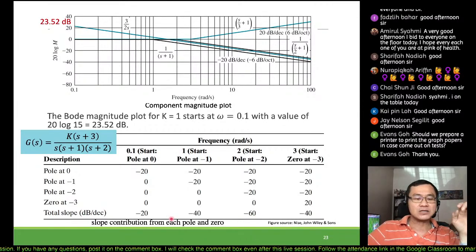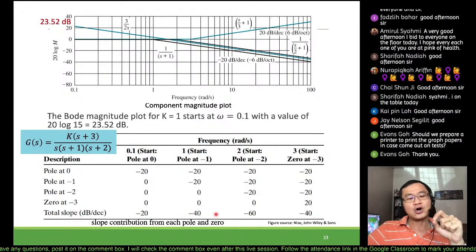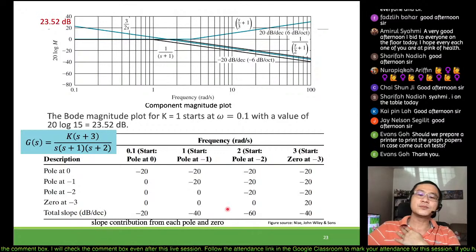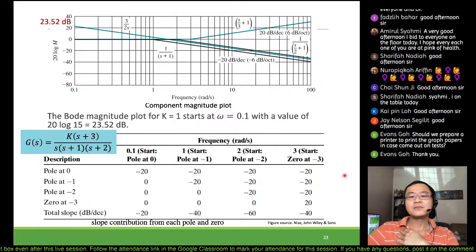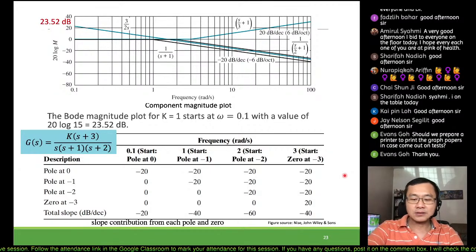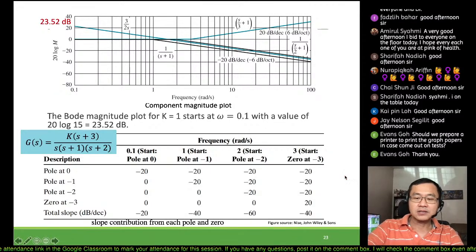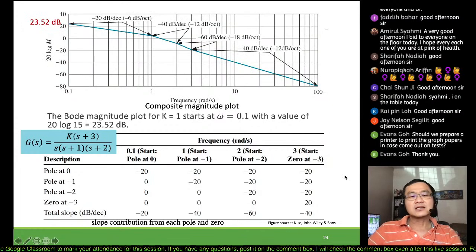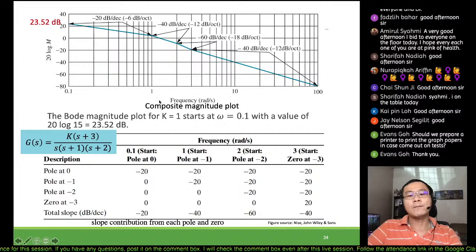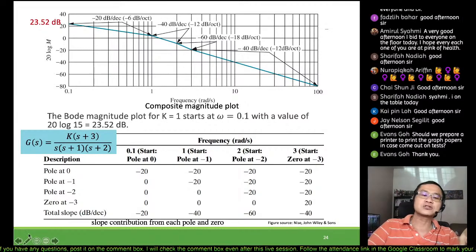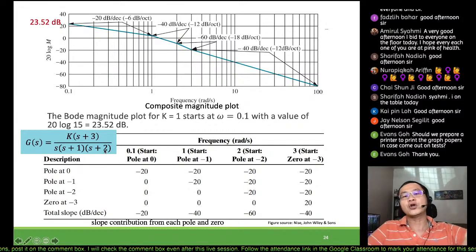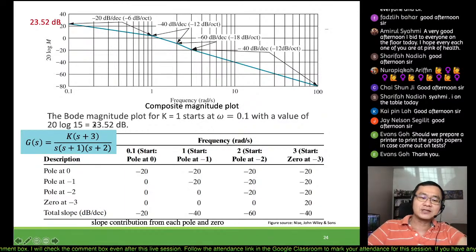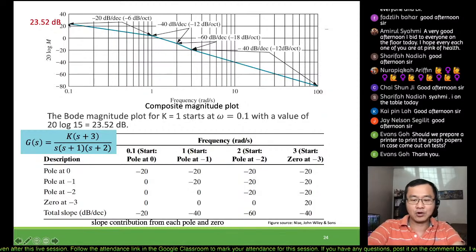Based on this total slope contribution per decade, in dB per decade, what you can do later on is start to plot your magnitude plot. We call that a composite, the total of all these components. You will start with 23.52, and you just plot a point or mark a point over there.